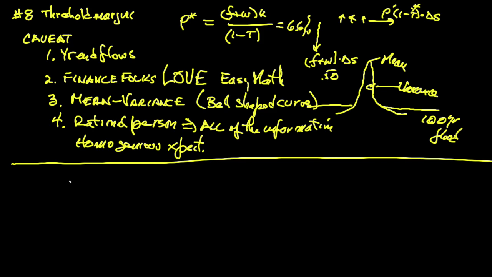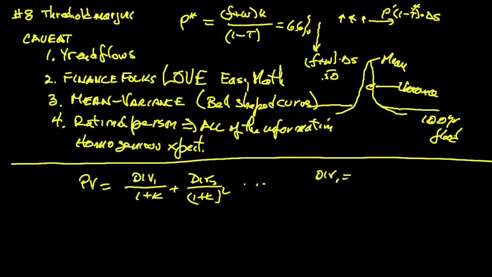But let me look at a growth situation. Remember we mentioned that the present value was equal to dividend 1 over 1 plus k, plus dividend 2 over 1 plus k squared, etc. Okay, now what if dividend 1 equals the original dividend, dividend 0, times 1 plus a growth rate g, and dividend 2 is dividend 1 times 1 plus g.